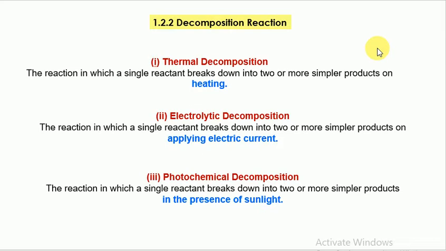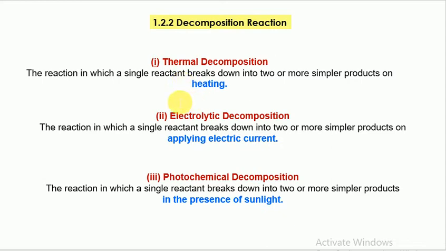Now the decomposition reaction, in which a single reactant breaks down into 2 or more simpler products, is of 3 types. Number 1 is thermal decomposition, number 2 is electrolytic decomposition, and number 3 is photochemical decomposition. By the words you can identify that thermal decomposition means in the presence of heat, electrolytic decomposition involves electricity, and photochemical comes from the word photon, and photon means light, that is, it occurs in the presence of sunlight.